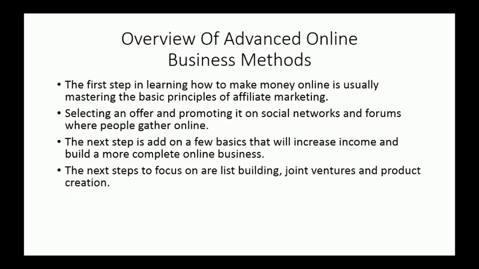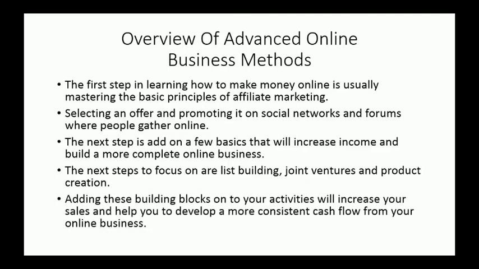So what you'll need to do is focus on these next steps, the things that you're going to be adding on to the foundation that you already have. Those things are list building, joint ventures, and product creation. If you don't know what those are and if they sound intimidating, don't allow them to be. These are going to be just as natural as the principles that you learned in affiliate marketing. When you add them on, you are going to be able to increase your income. You are going to see your sales increase, and you're going to be able to generate more consistent cash flow from your online business.